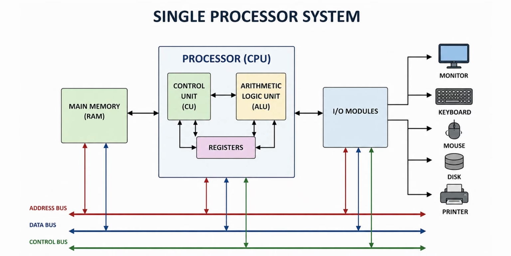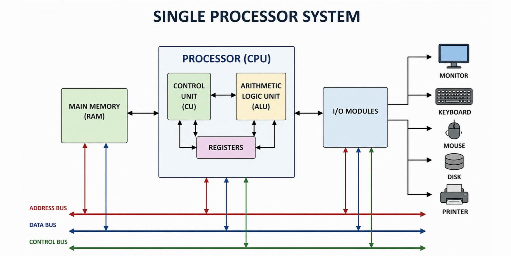Let's look at a detailed architecture diagram tying together everything we have discussed about the single processor system. At the center, we have a processor or CPU containing the control unit, the arithmetic logic unit, and the registers, all working together internally. To the left, main memory RAM connects to the CPU. To the right, I/O modules connect out to peripherals like a monitor, keyboard, mouse, disk, and printer.